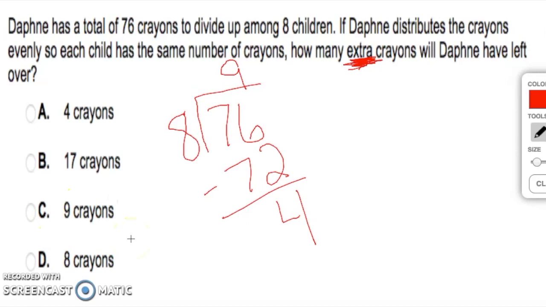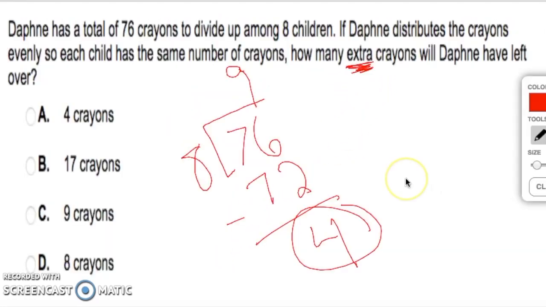And you would miss it because it didn't ask how many crayons each child gets. It says how many extra are left over. So that's when you have to stop and look. So you have to look at the 4 that are left over, and your correct answer becomes 4 crayons.